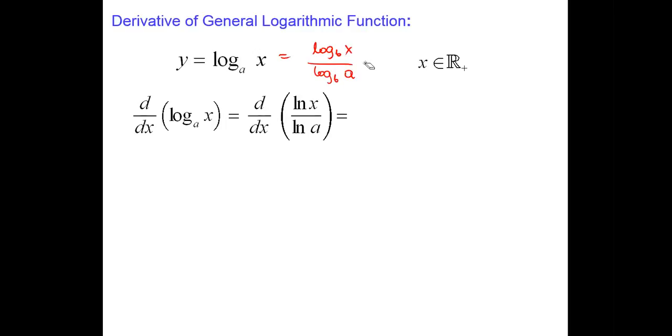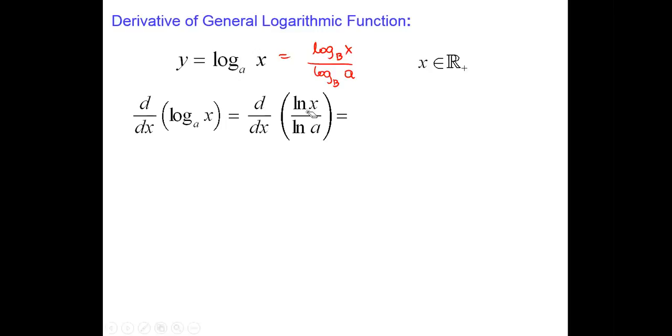That means b could be any number. Let me put b. Okay? That means what I used, of course, is the ln, the base e, because I know the derivative. I used the change of base formula, I changed the base, and then let's try to take care of this.